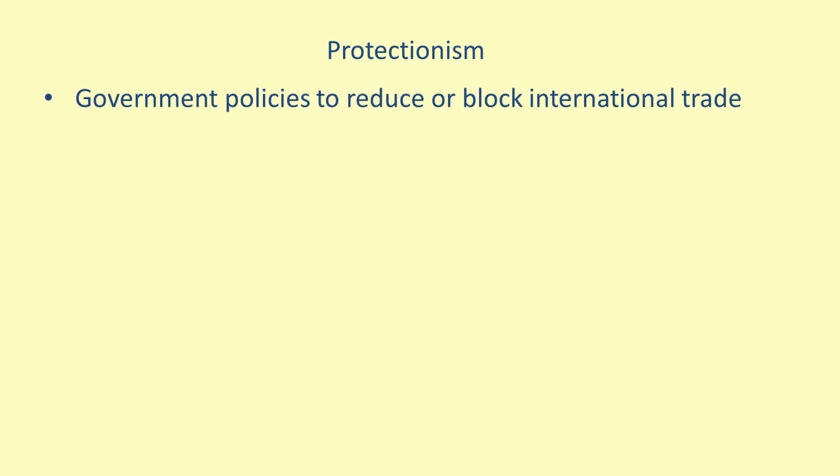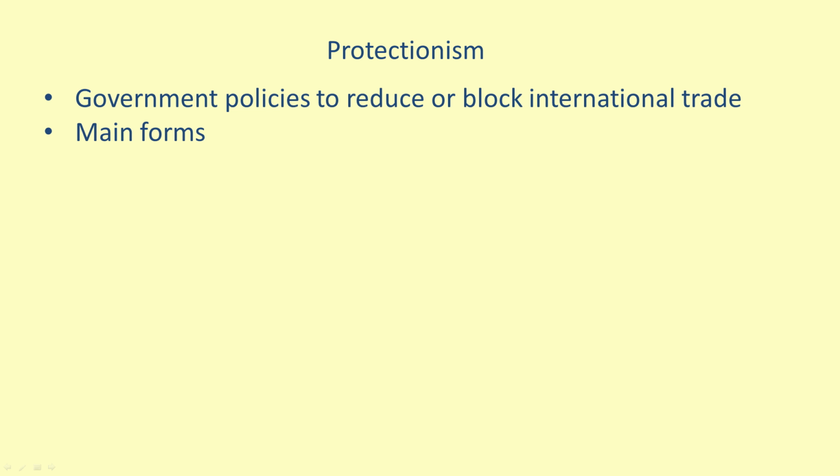Here we're going to go over the basic definitions of protectionism and its main forms. Protectionist policies are government policies that have the goal and effect of reducing or blocking international trade. Protectionist policies are typically motivated by a desire to protect domestic firms and workers from competition from imports. There are several methods that governments can use to limit international trade.